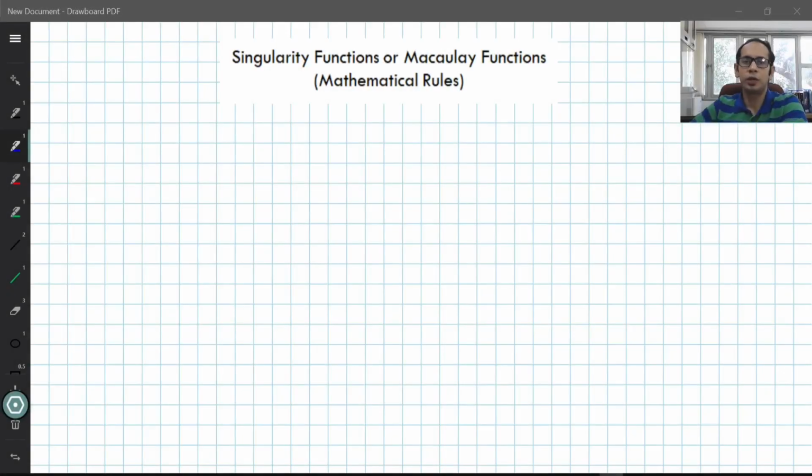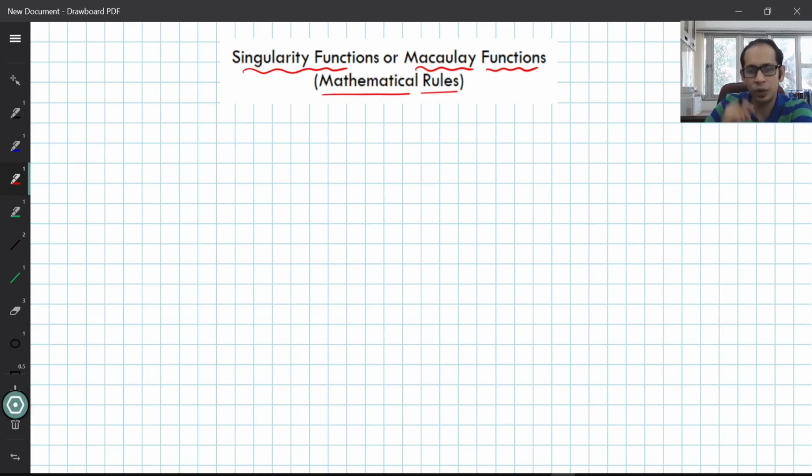So now we will learn some of the mathematical rules of these singularity functions, which are also known as the Macaulay functions, after the British mathematician William Henry Macaulay. We will particularly take a look at the different mathematical rules for these Macaulay functions. Now let's first define how these functions look, and then how they integrate and so forth.